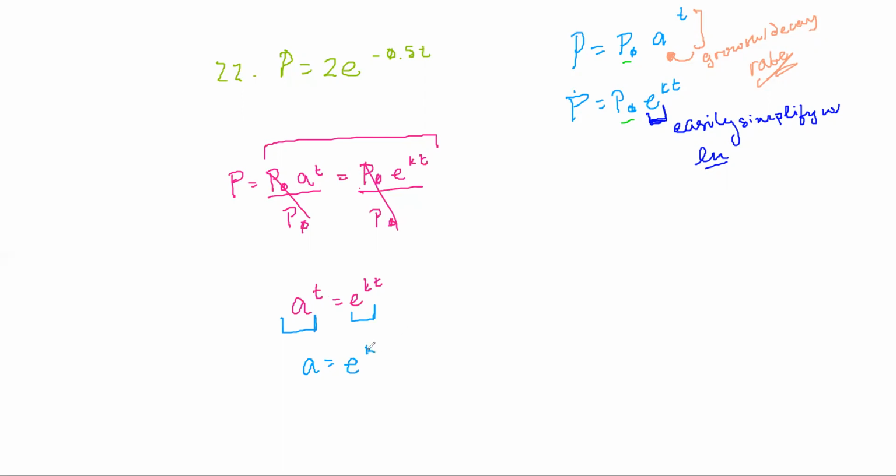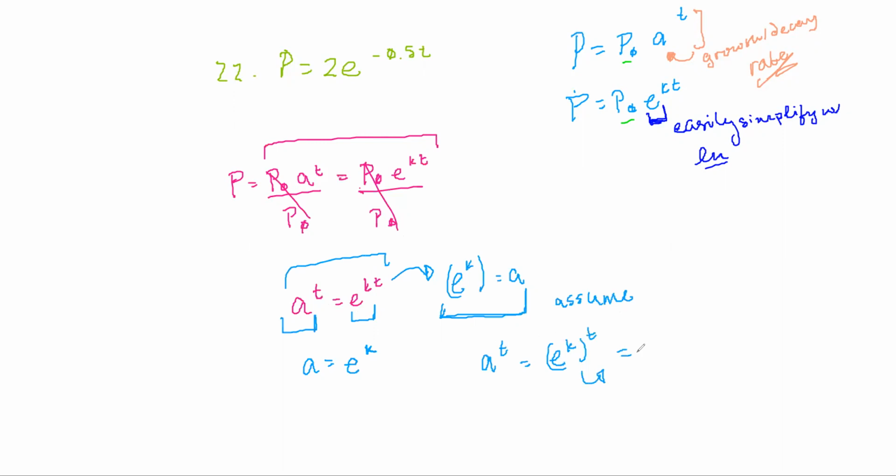I can explain this further in terms of rules of exponents if you want. So E to the K, if that is equal to A, then... okay, I'm going to make this assumption. But in order to prove that it's true, I need to prove that these two are equivalent. So I need to find A to the T, and this would be E to the K to the T. And using rules of exponents, this is E to the KT. So it checks out. Exponentially speaking, this is fine. So A is equal to E to the K.